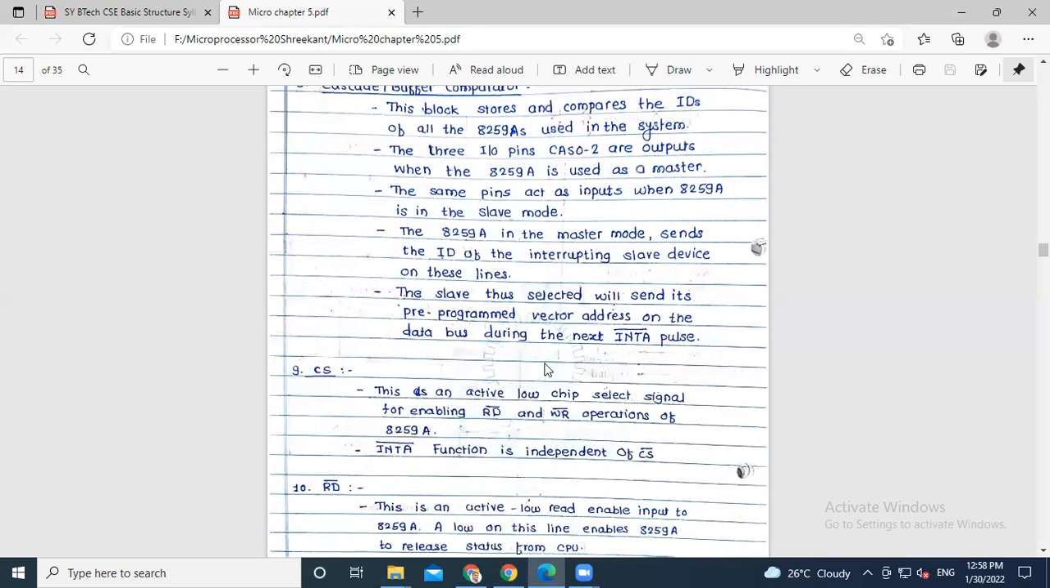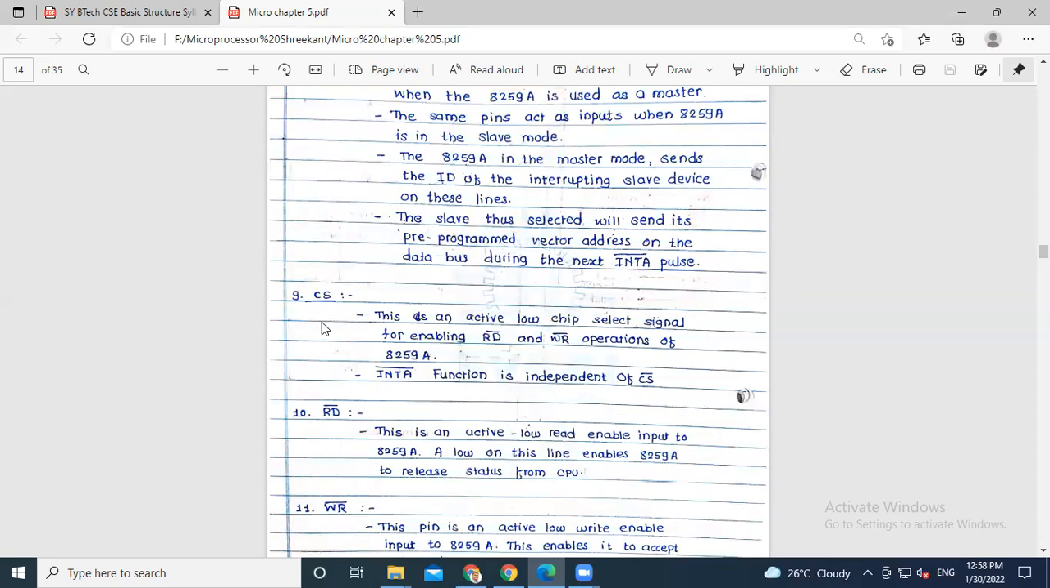So next we come to the control lines, that is the chip select. CS means chip select. This is an active low chip select signal for enabling read and write operations onto the 8259. If the interrupt acknowledgement function is active, then it is independent of chip selection. So CS becomes CS bar, that is free from that.